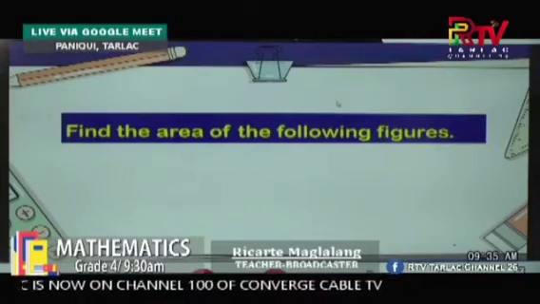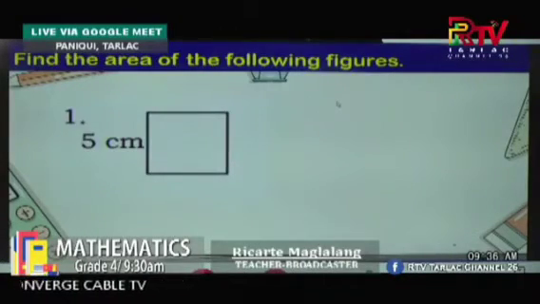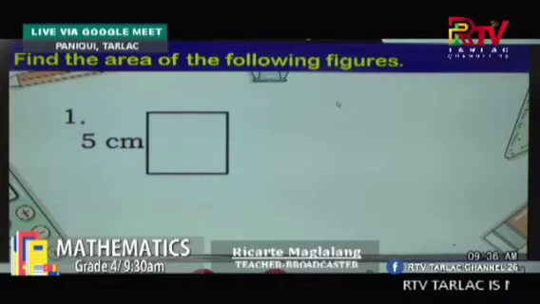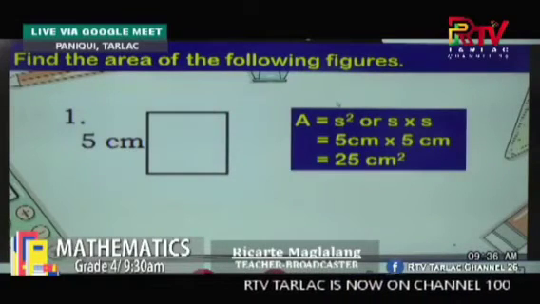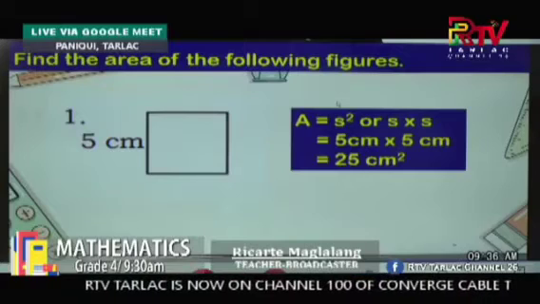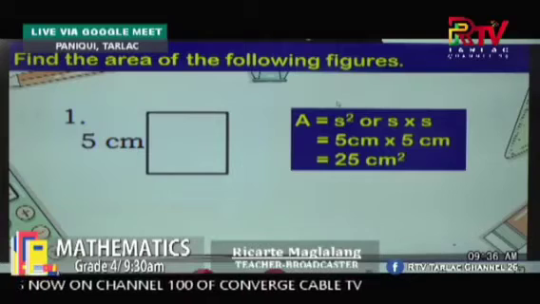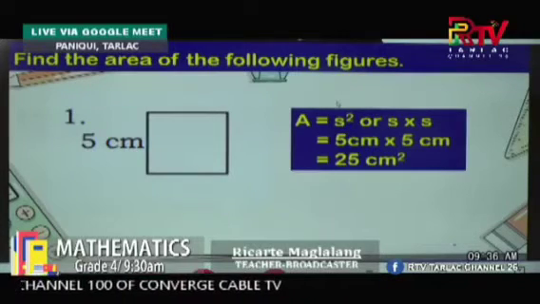Let us have another drill. Find the area of the following figures. Figure 1. The side is 5 centimeters. What is its area? Area, or A, is equal to S squared, or S times S, where the length of side is equal to 5 centimeters. 5 centimeters times 5 centimeters is equal to 25 square centimeters.